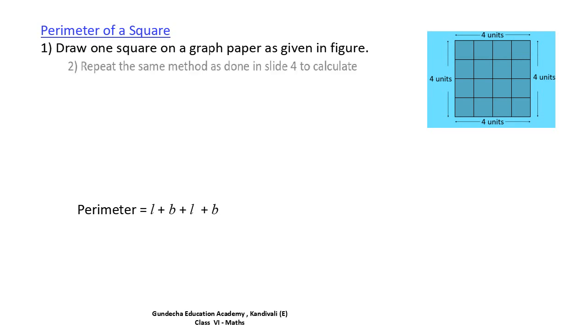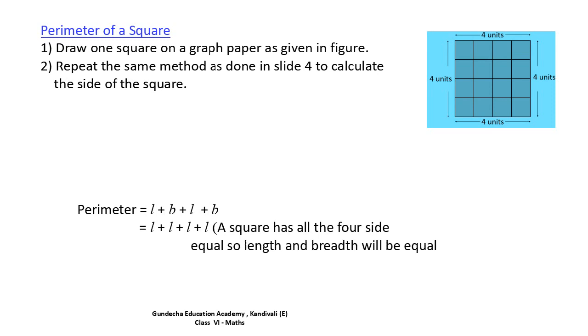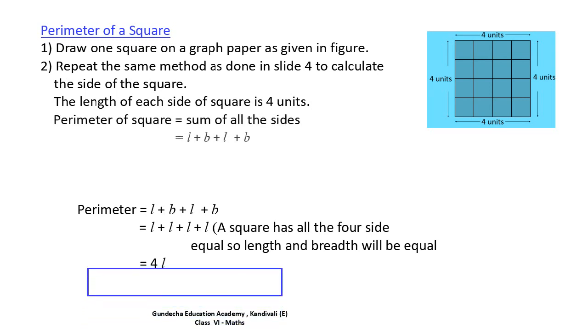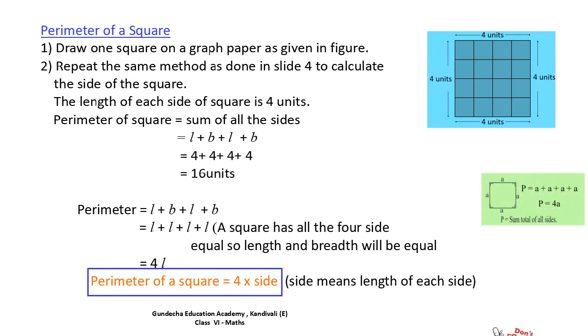Find the length of each side of the square by counting the number of squares along each side. We see that each side of this square measures to 4 units or 4 centimeters. Now the perimeter is equal to sum of the length of all the sides, that is equal to 4 plus 4 plus 4 plus 4 and it comes to 16 units or 16 centimeters.